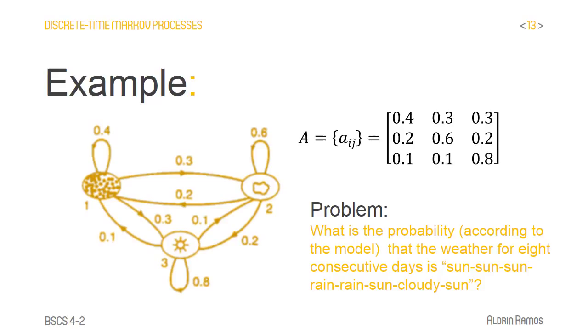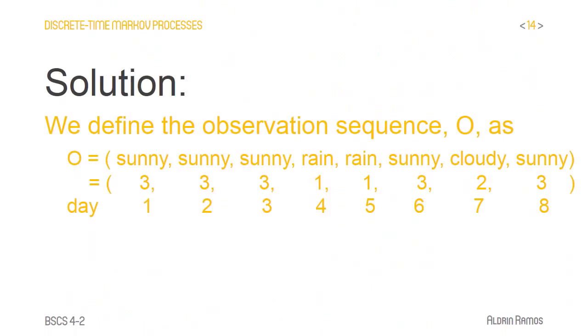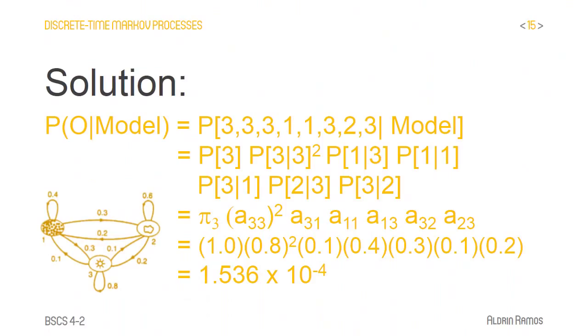Given the model, we can now ask several questions about weather patterns over time. For example, we can pose a simple problem: what is the probability, according to this model, that the weather for 8 consecutive days is sun, sun, sun, rain, rain, sun, cloudy, sun? Solution: first, define the observation sequence O as in the figure below, corresponding to the postulated set of weather conditions over the 8-day period. Then calculate the probability of the observation sequence O given the model shown in the lower left. We can directly determine the probability as shown here in the slide.